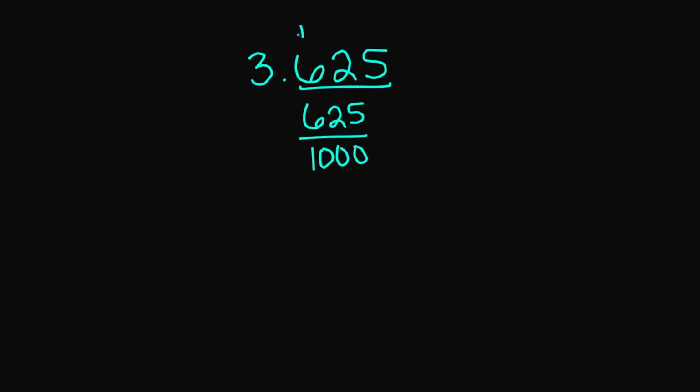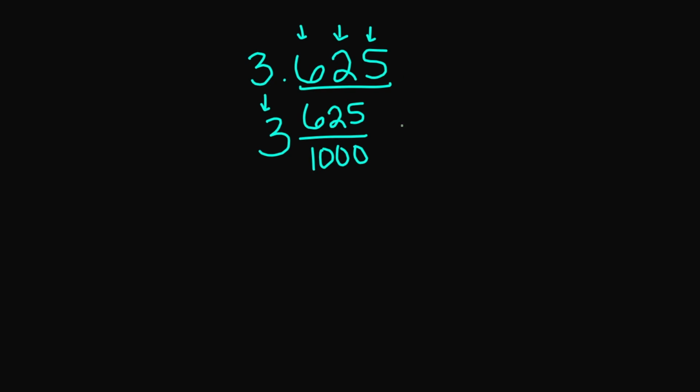So let's look at 3.625. How do I turn this into a mixed number? Well, you have your 625 here. This is going to be 625 over 1,000. This is your tenths place, your hundredths place, and your thousandths place. So we write that over 1,000. However, you do have your 3 here that you need to bring down in your answer.